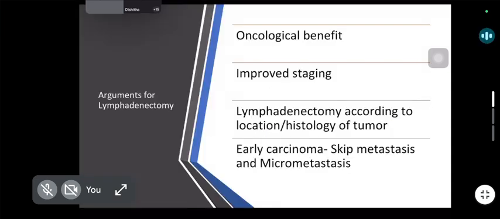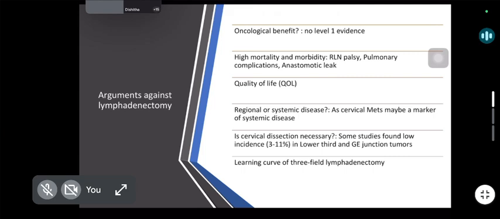So arguments for extended lymphadenectomy: oncological benefit is there, staging will be improved, and then lymphadenectomy according to location or histology of tumor. Early carcinoma, skip metastasis, and micromets will be there, which we can remove in extended lymphadenectomy. Arguments against: there is no level 1 evidence of oncological benefit, and high mortality and morbidity will be there. Quality of life will be altered, and decreased quality of life will be there. Regional or systemic disease: cervical mets may be a marker of already systemic disease. So removing cervical lymph node will not matter more like that.